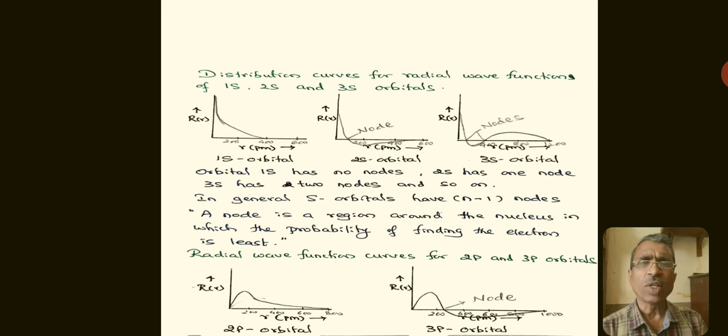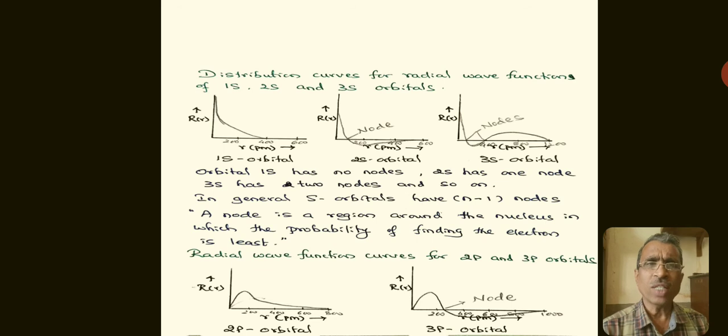If I take the 2s orbital, it crosses the x-axis and goes to the minus sign and then it touches the x-axis. This shows that there is a node. That means the probability of finding the electron is 0. If I take the 3s orbital, it goes below the x-axis and then once again crosses the x-axis and goes above the x-axis. As a result, we find two nodes.